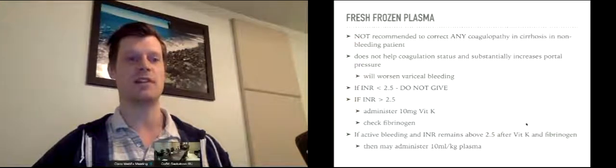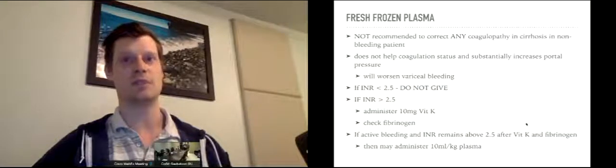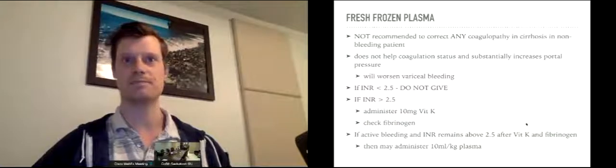Many of the studies that I looked at, or one of them even, had INRs as high as 8, and they still identified normal coagulation. So INR is, again, a very poor test. So if you get to that point, and if and only if bleeding is still ongoing, and INR remains above 2.5 after the treatment with vitamin K and fibrinogen, then you may consider 10 mLs per kilo of FFP. A caveat here is if you are in a massive transfusion situation, a whole blood transfusion strategy is still appropriate.